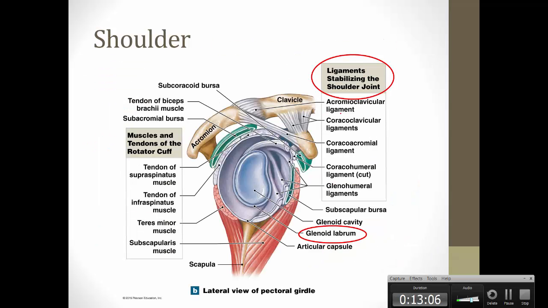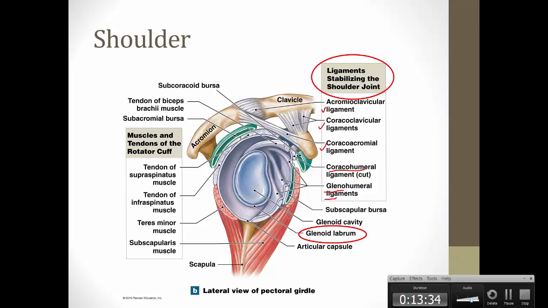Here are the ligaments again that we just covered: acromioclavicular, coracoclavicular, and coracoacromial. But in addition to that, we have also the coracohumeral ligament that attaches from the coracoid process to the humerus. And we have also the glenohumeral ligaments, and these attach from the glenoid cavity or fossa to the head of the humerus.